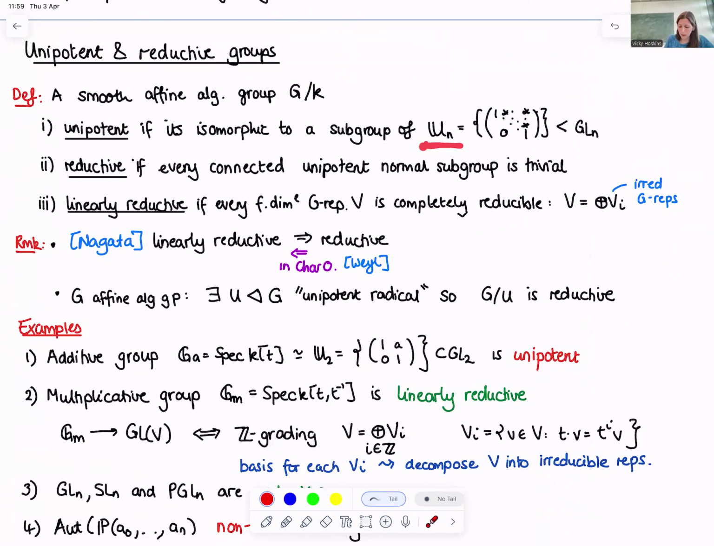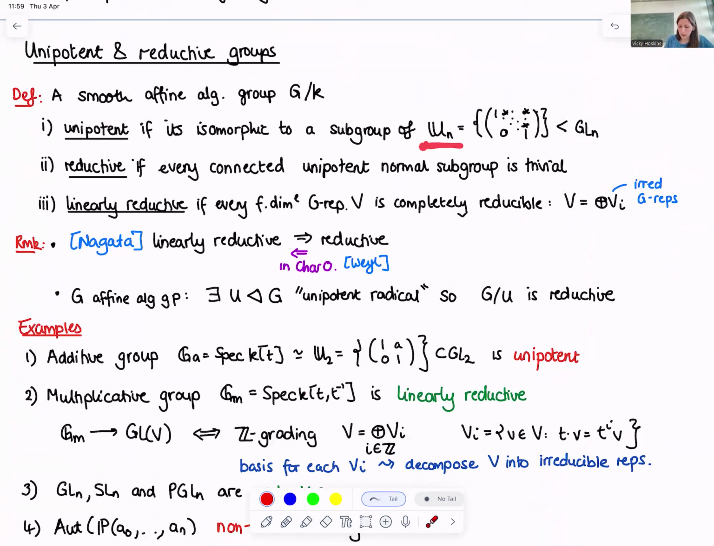And yeah, as I said, if you take any affine algebraic group, then you can consider its unipotent radical, which is this maximal normal connected subgroup. And once you quotient by this unipotent radical, the group that you get is reductive. So you have the unipotent part, which is the non-reductive part, and then the reductive part. So you can split G into these two pieces in a sense.